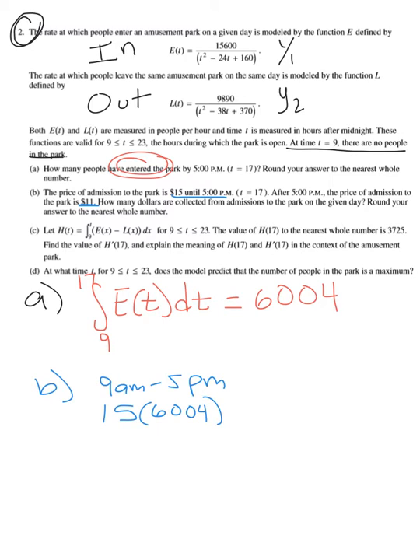6004, which we found. Now, if you found 6004 wrong, you will still get points. And then 11 times, we need to figure out how many people entered the park from 5 to 11. So we're going to do the integral from 5 to 11 of, not 11, 23. No, it's not 5, it's 17. So let's, military time, guys. So 17 to 23 of E of t dt.